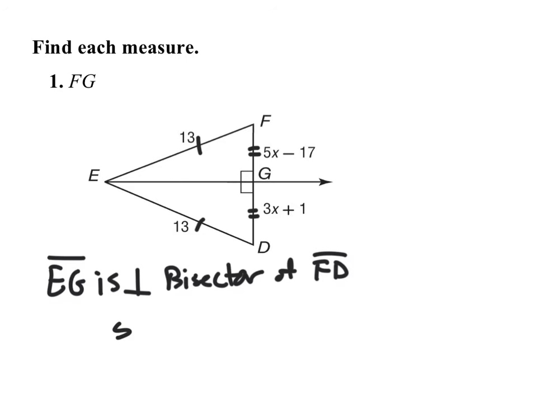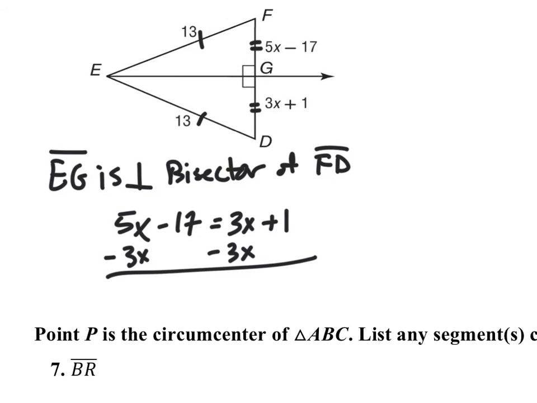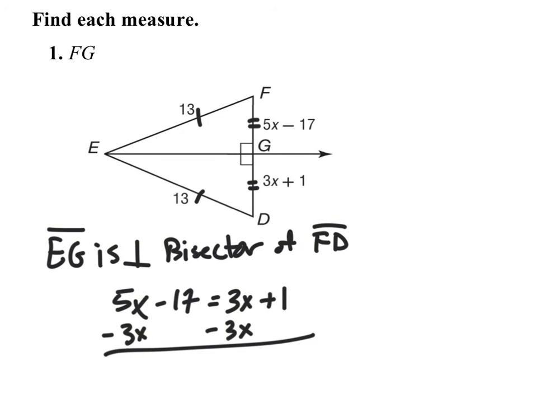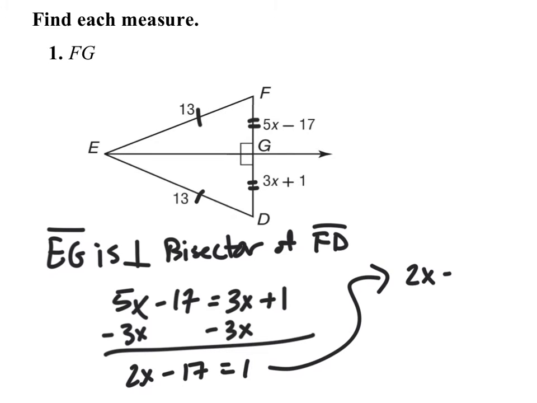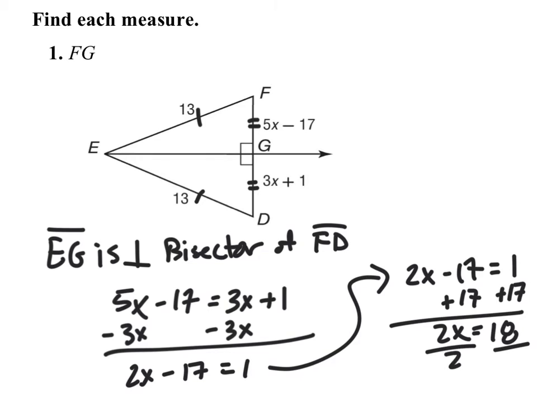So let's set up 5x minus 17 is equal to 3x plus 1. If we solve for x, I'm going to subtract 3x from both sides, and we're going to get 2x minus 17 is equal to positive 1. Let me add 17 to both sides. So I get 2x is equal to 18. Divide by 2, divide by 2. I end up getting that x is equal to 9.